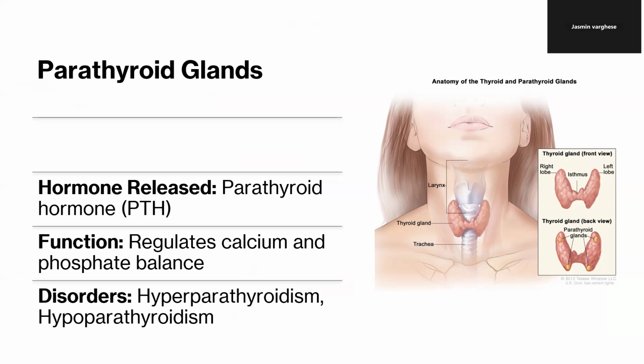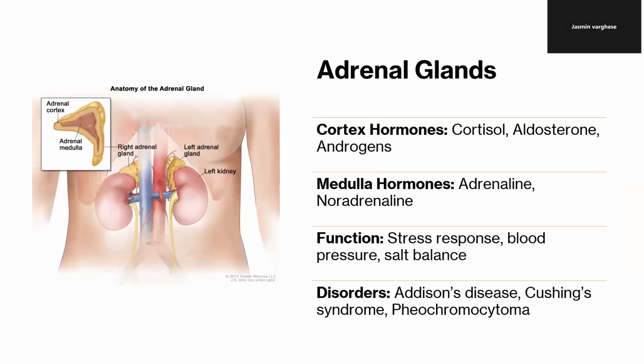So in this image clearly you can see that the parathyroid gland releases parathyroid hormone and it regulates calcium and phosphate balance. The disorders are hyperparathyroidism and hypoparathyroidism. Next is the adrenal gland. Adrenal glands have cortex hormones and medulla hormones.